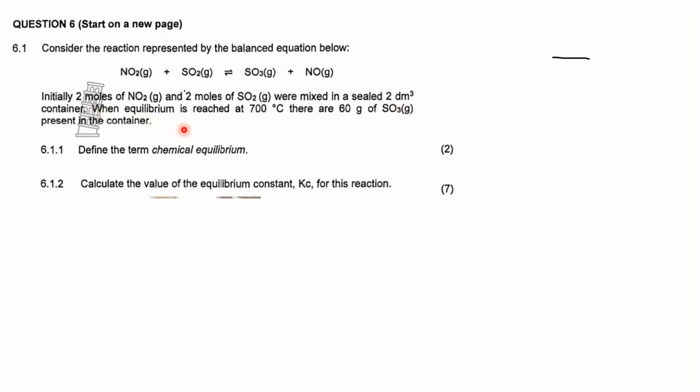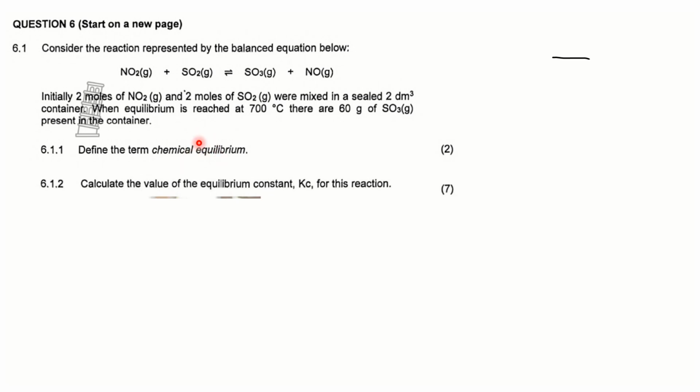So now the first question reads as follows. Define the term chemical equilibrium. So if you check it out, chemical equilibrium is where the rate of the forward reaction is equal to the rate of the reverse reaction.